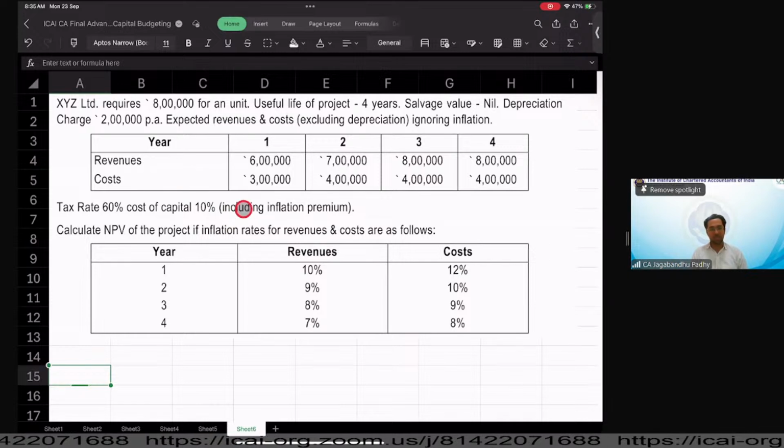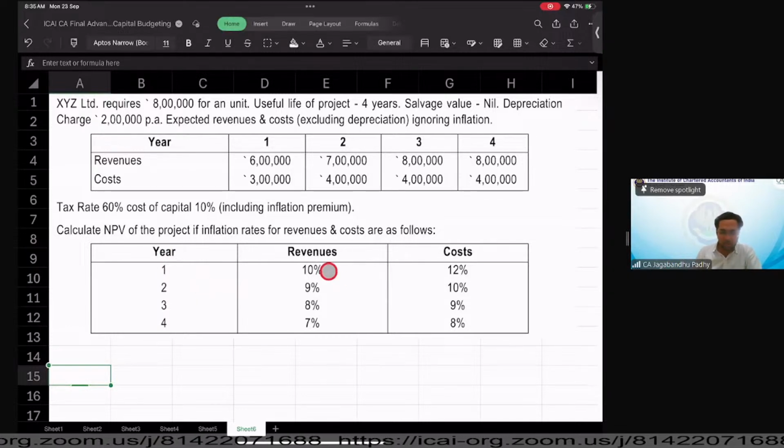Right? But this 10% includes the inflation premium. So can we compute the real rate of return over here? No, because inflation is different for each of the years. For the first year, second year, third year, fourth year, we find that inflation is different, and therefore we cannot calculate the real rate. So we have to solve this using the nominal rate only. Is this first part clear, everyone?